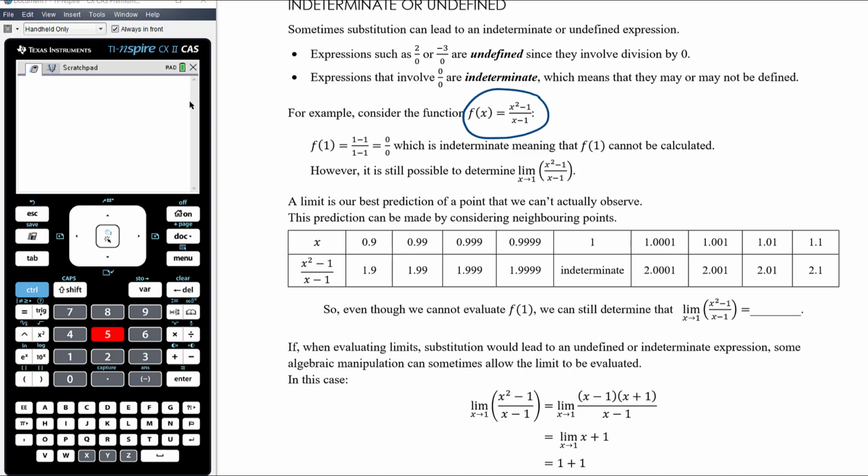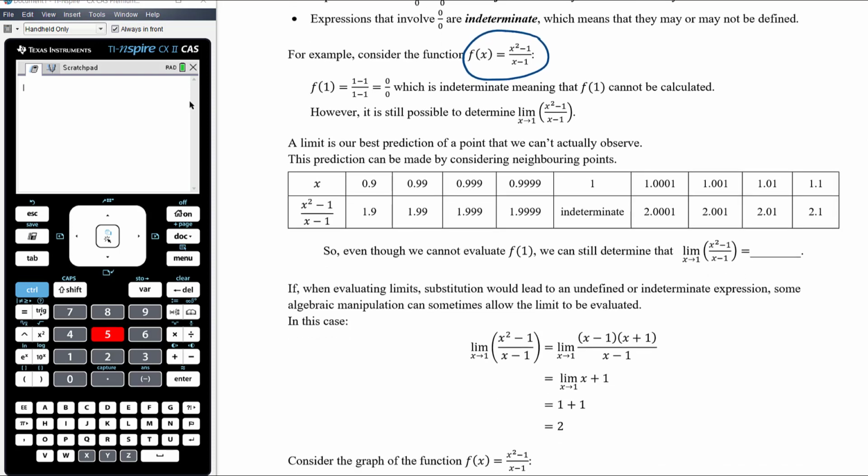So if we have a look at what happens as x gets closer and closer to 1, I've just constructed a table of values here to help us see that. When x equals 1, we can't actually calculate the value of this expression, but we can calculate it for values close. When x equals 0.9, f of x is 1.9. F of 0.99 is 1.99. F of 0.999 is 1.999. So as x gets closer to 1, f of x appears to be getting closer to 2.